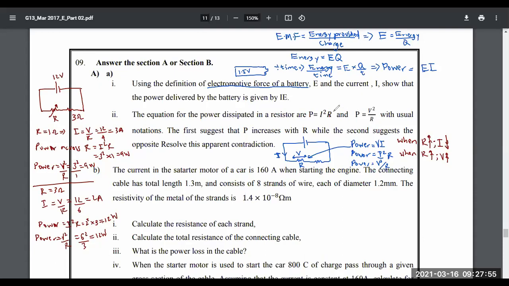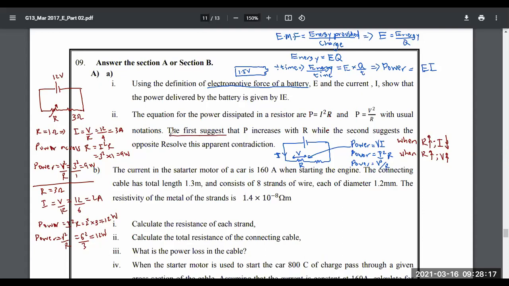Okay, so it's like this. What happens when R changes? R reduces. When R reduces, I will increase. Therefore, you will get a value for power. Here, when you reduce R, V will also reduce. So what you have to say is, in these two equations, I and V depend on R. This argument is correct.